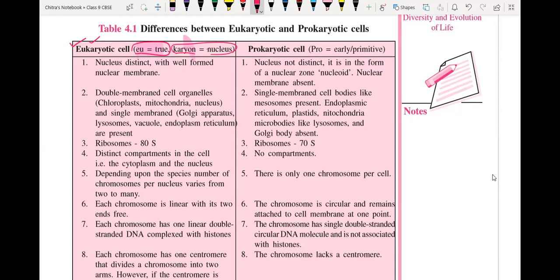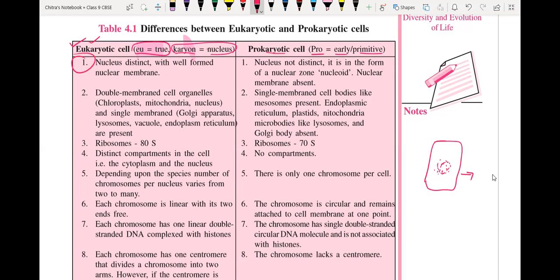What is the meaning of prokaryotic cell? Pro means early, or primitive, meaning old, and karyon means the nucleus. So those cells in which a primitive nucleus is present. Primitive nucleus means only dense material is present and it is not separated by a nuclear membrane. That's why it is called the primitive or early cell. Such organisms were formed on earth first, and we evolved from such cells only. So now let's discuss the differences between prokaryotic and eukaryotic cell one by one using different criteria.